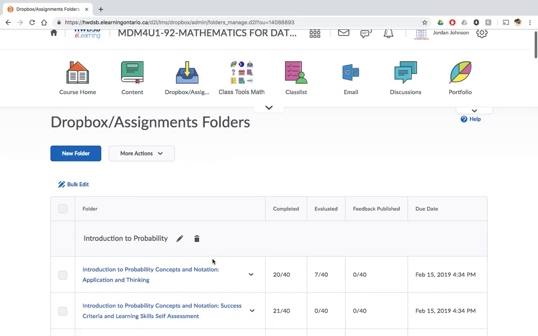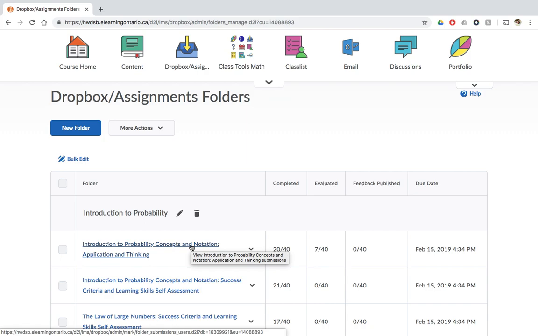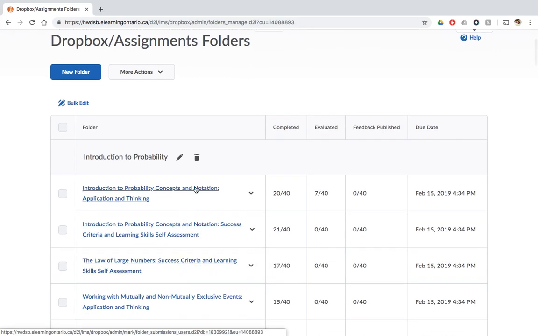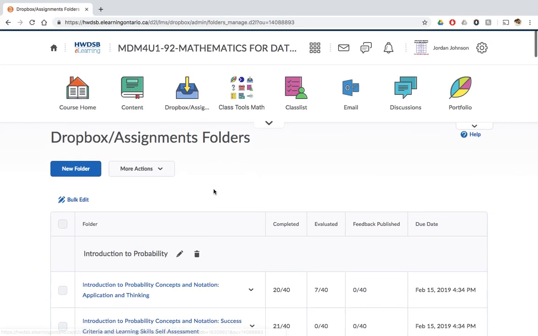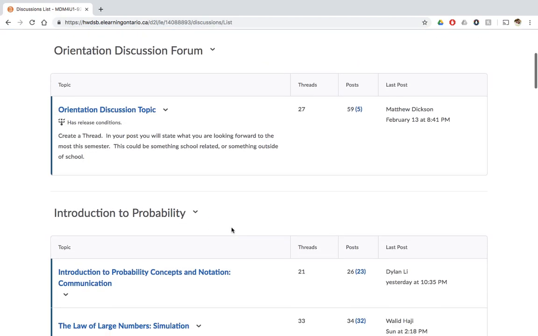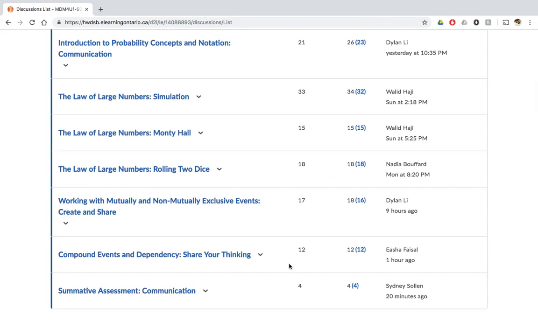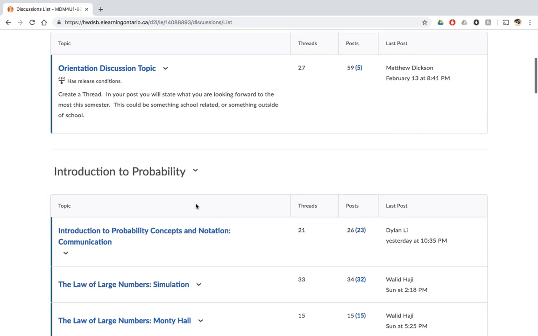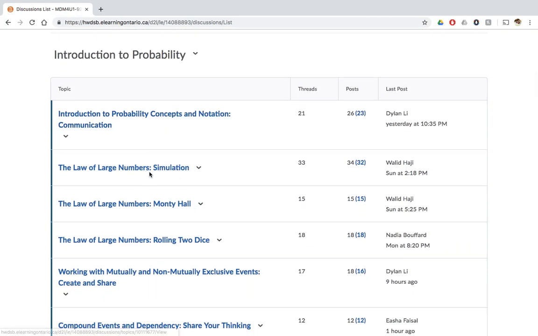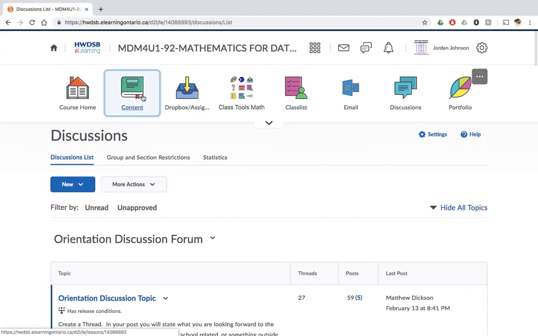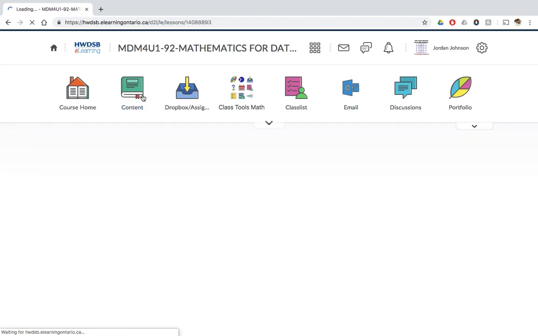Also, under Dropbox, you can take a look at your feedback. If you go to each of your Dropboxes, the first three have a rubric assigned to them, and you can see your mark. And I've put some feedback for you in there if you needed some. Under discussions, same idea. You need to complete all the discussion posts and submit them. There will also be a rubric attached to some of the discussion posts that you can take a look at. So, back to the content to do the last module.